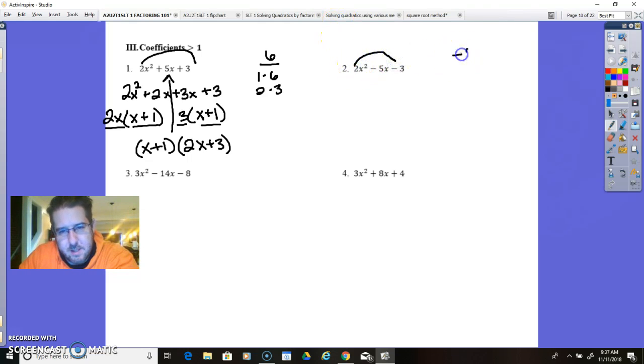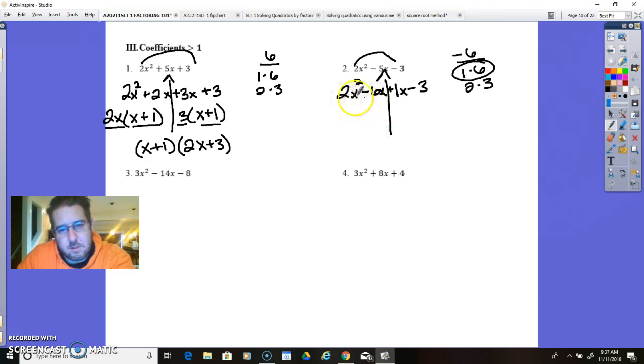Same thing for this one. So 2 times negative 3 is negative 6. 1 times 6 and 2 times 3. The only one that's going to add up to negative 5 is, let's see, this one. This is kind of like the warm-up question. So that would be negative 6x plus 1x.